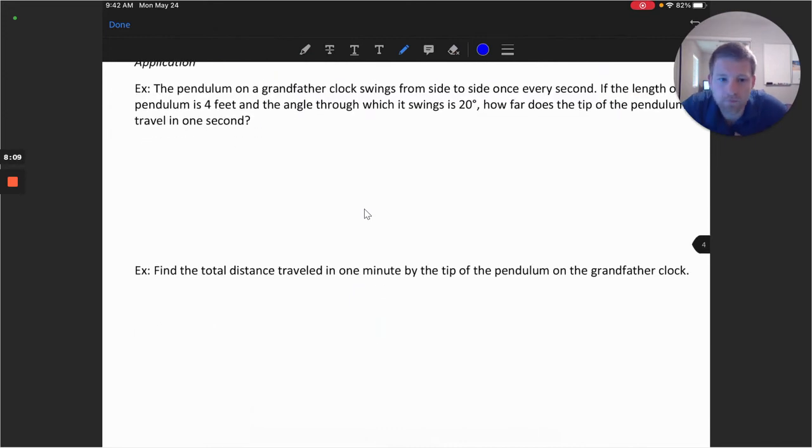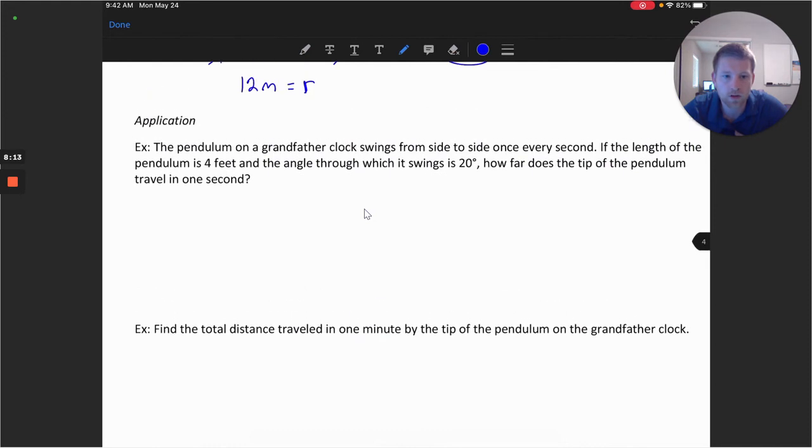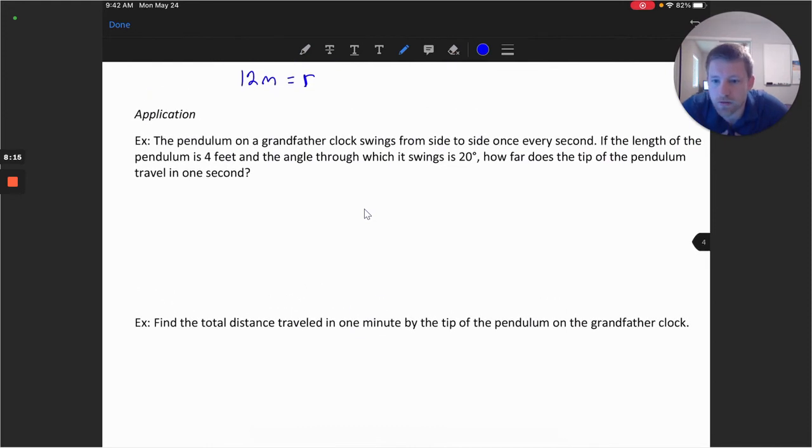So let's look at the first example here, and I'll make sure it's all in view here. We want to consider the pendulum on a grandfather clock swings from side to side once every second. If the length of the pendulum is 4 feet and the angle through which it swings is 20 degrees, how far does the tip of the pendulum travel in 1 second?